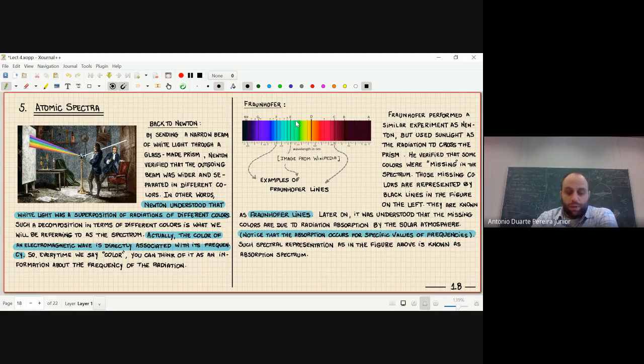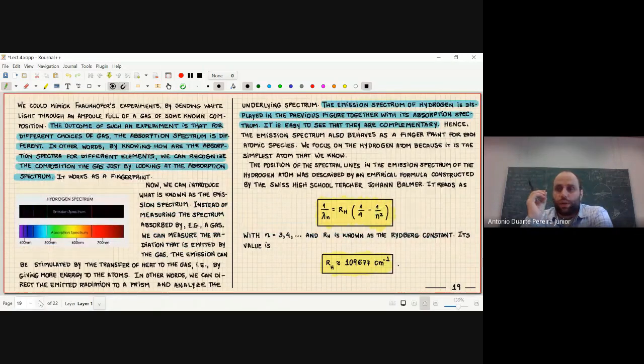You can now reproduce Fraunhofer's experiment, but instead of taking sunlight, you can turn on a flashlight and direct the light. I will answer the questions regarding the assignment later on. Okay, John, just a second.